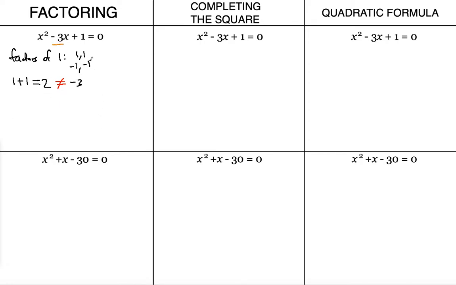If you try to sum up negative 1 and negative 1, you're going to say negative 1 minus 1, that's negative 2. And again, that does not equal negative 3. So what does that tell you? That this is not solvable by using the factoring method. Okay, so not factorable.